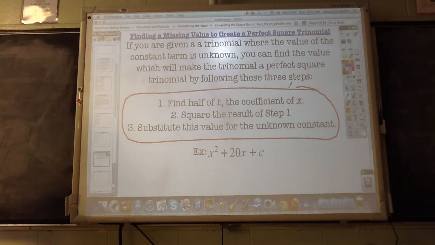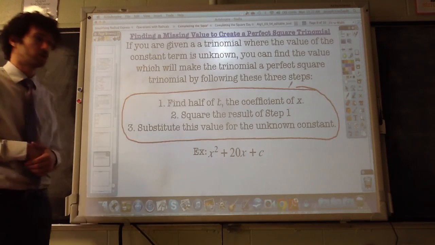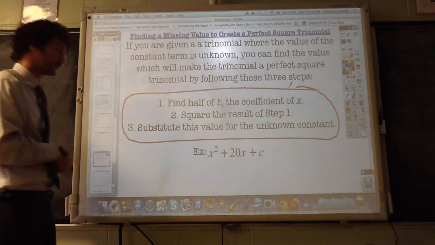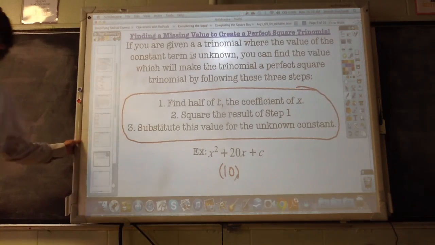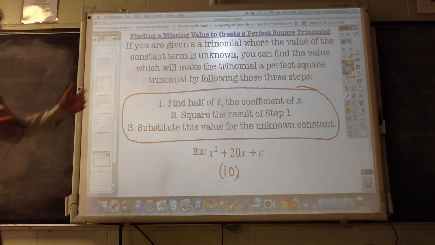The first thing to do is find half of b, right? So that's the coefficient of x. So on this problem, what's half of b? 10. I can go ahead and tell you what the answer is. Good, yeah, and several of you, I'm sure, already figured out how to do this without my steps.